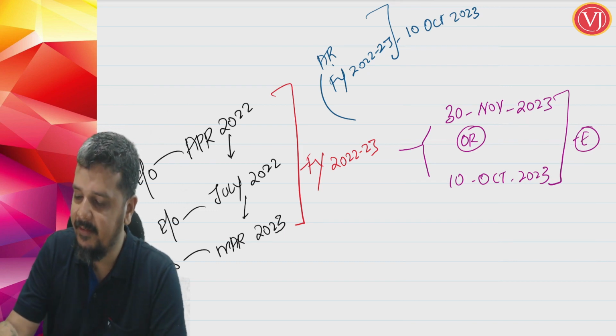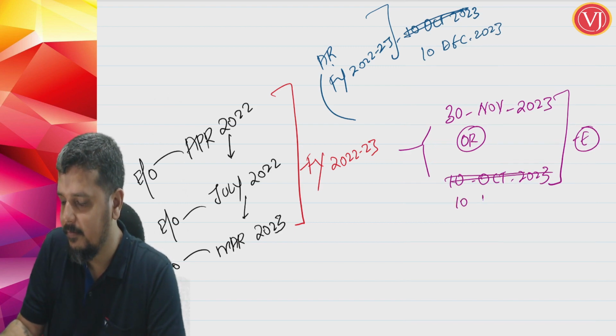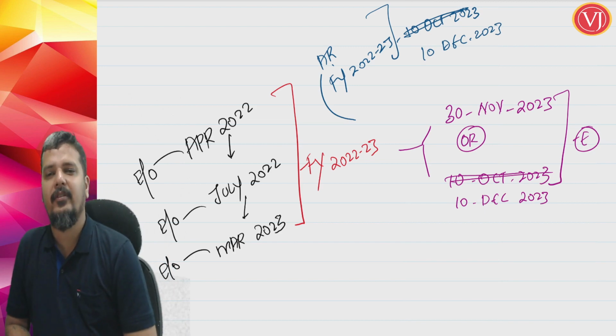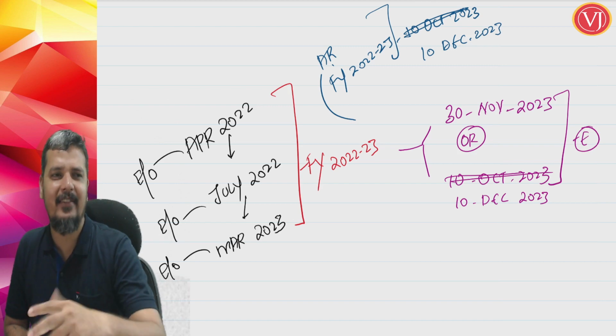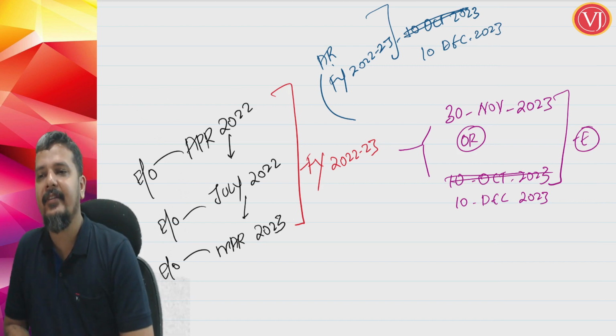But if I change this 10th October to 10th December, then this would be 30th of November of 2023. Rather than repeating the same example, if I change the date, this would be the answer. That is the last date to rectify my returns.